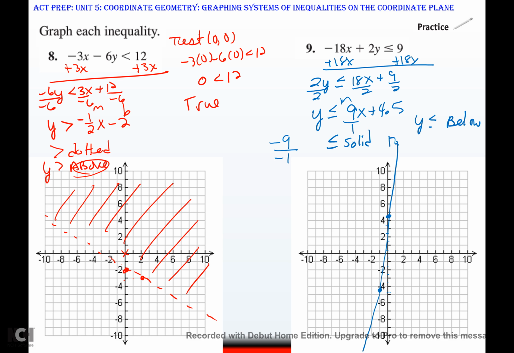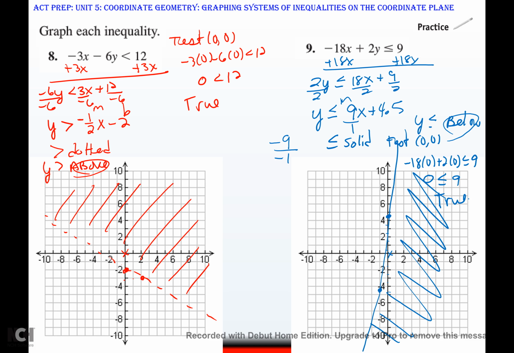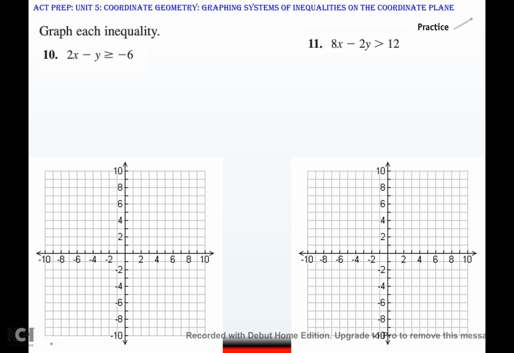But I should test a point. If I test 0, 0, I get negative 18 times 0 plus 2 times 0 less than or equal to 9. Is 0 less than or equal to 9? Yes, that's true. So wherever 0, 0 is, I should shade, which, like I thought, is below. Okay. All right. Try this one.